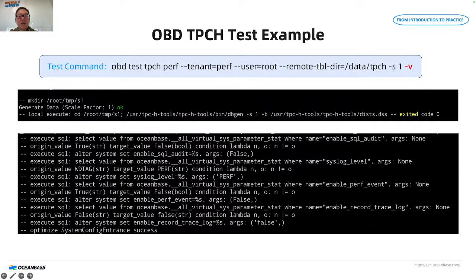The second picture shows the log information of the tuning parameters. OBD will first check the parameter value of the current system. If it's different from the recommended parameter value, it will be changed to the recommended value during the test. After the test is completed, OBD will also help us restore the parameter's value to the initial value through the recovery step.